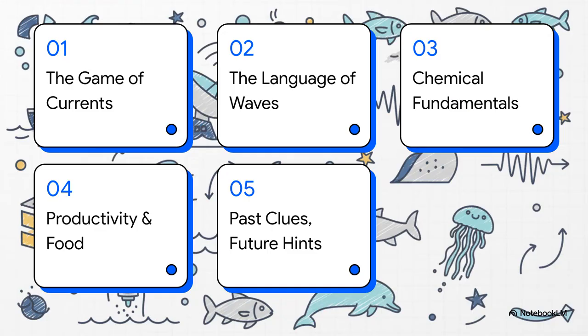All right, here's our game plan. We're going to start with the game of currents. Then we'll get into the language of waves. After that, we'll cover the ocean's chemical fundamentals and productivity in food chains. And finally, we'll look at how past clues can give us future hints.